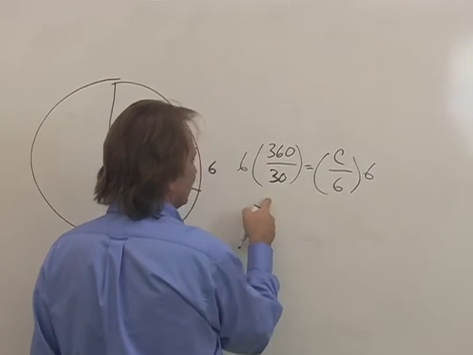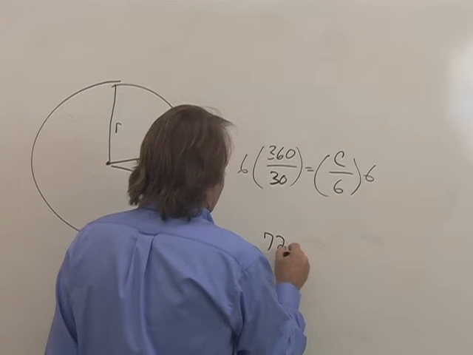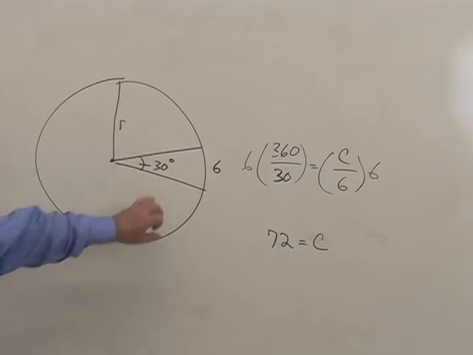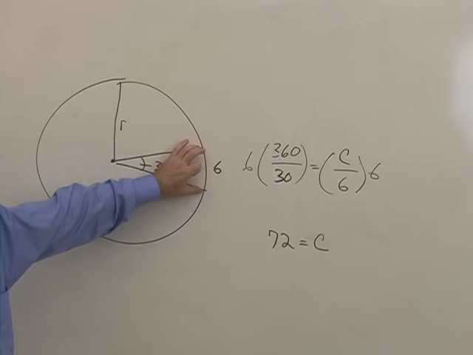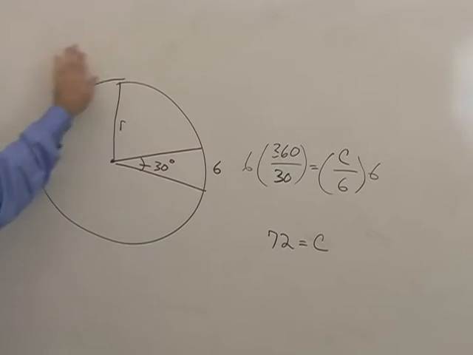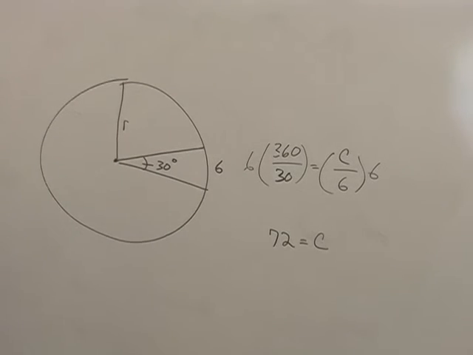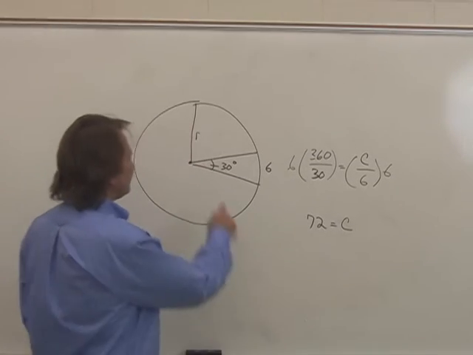And when I multiply this side, 6 times 360 divided by 30, I come up with 72 as the circumference of the circle. So if the portion subtended by 30 degrees, the length of arc is 6, then we know that the whole circle has a circumference of 72. Now the problem is not asking for the circumference of the circle, it's asking for the radius.